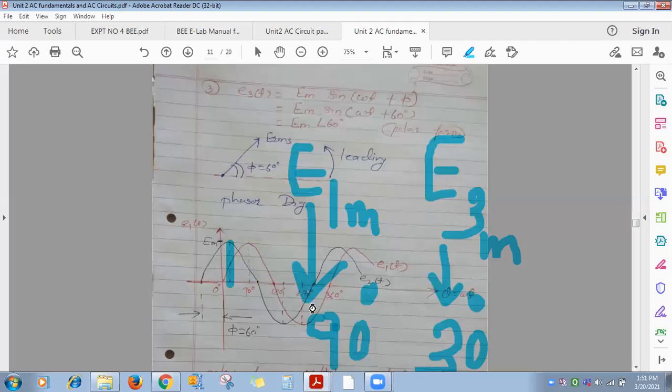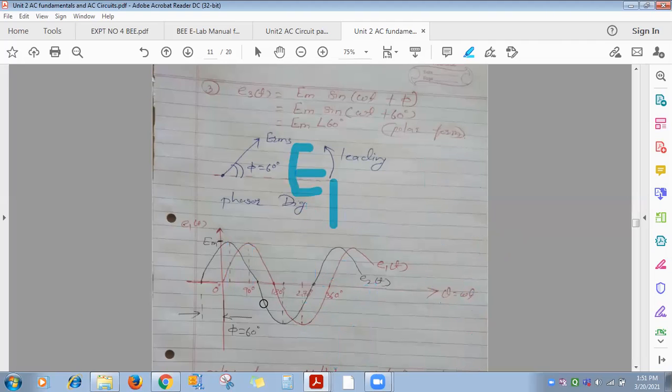If I extend this waveform before origin, how much will this phase difference be? From 0 to this angle, how much is it? Minus 60. This phase difference is just 60 degree. Okay, what I asked you was the difference, so it's 60 degree. And the E3 waveform leads. It means if the E1 waveform starts from origin, then 60 degree before it, at minus 60 degree before origin, this third waveform will start and then it will increase positively.